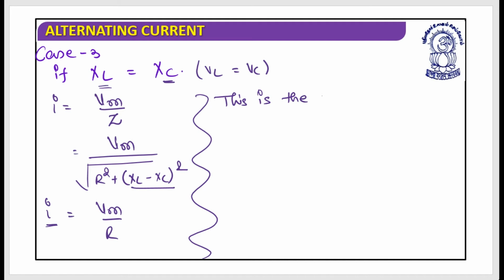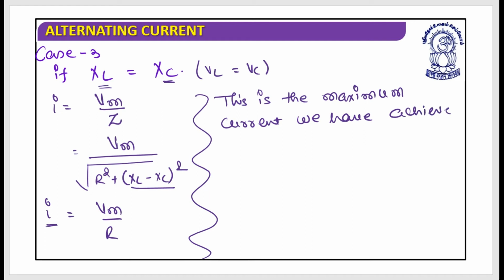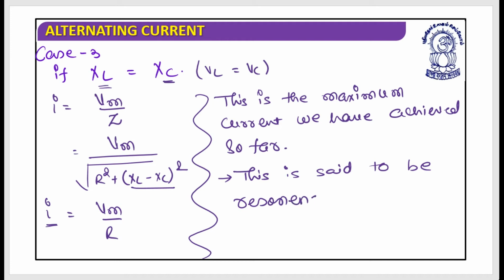this is the maximum current we have received so far. This is said to be resonance. Yes, this is what we call resonance: at this instant of time, I am receiving the maximum possible current of these three cases.